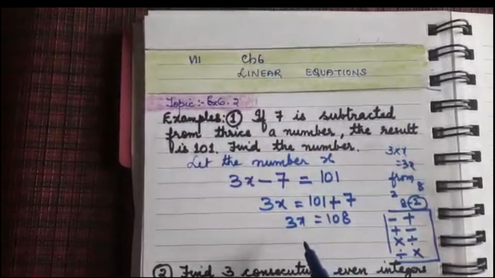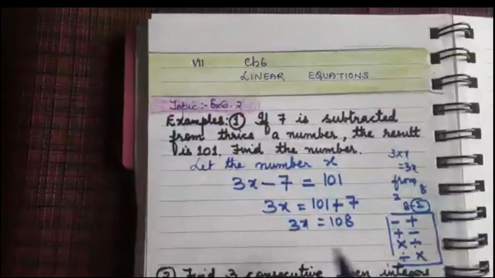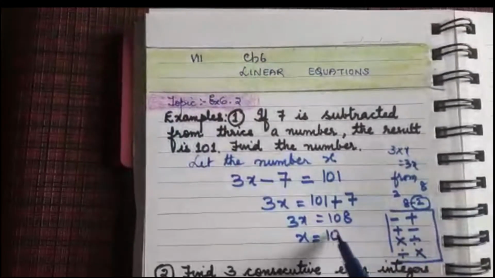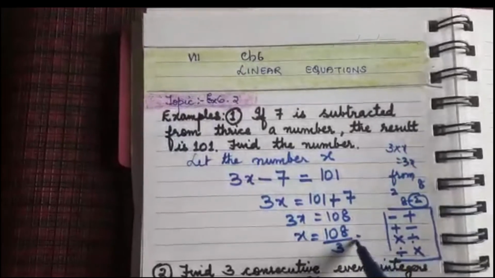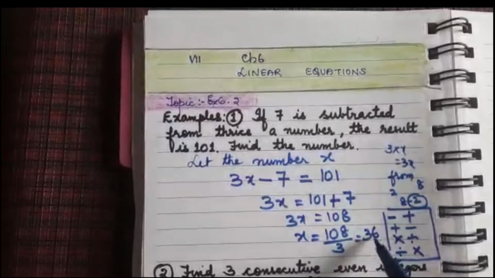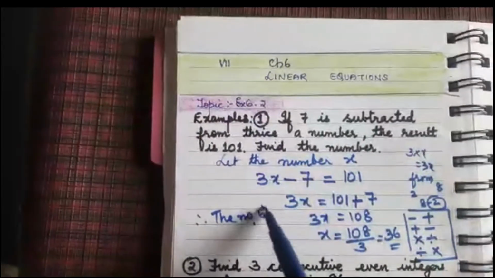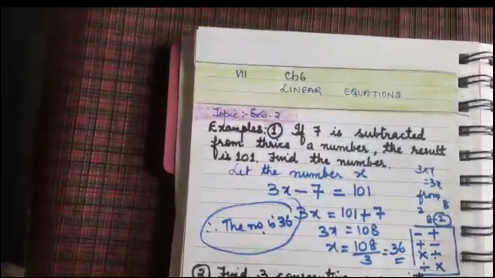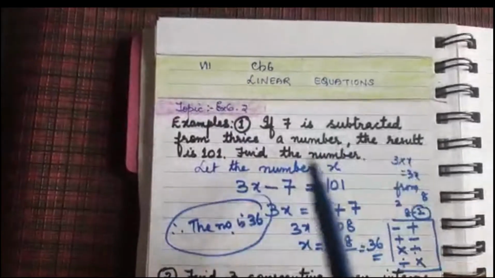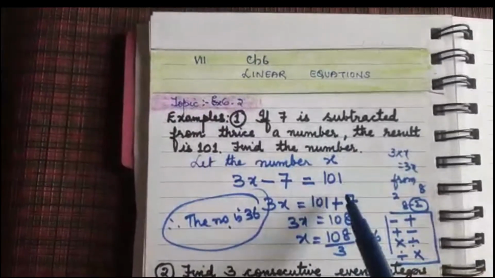3 into x, so multiplication becomes division. So here x is equal to 108 upon 3. How much is it? 3 sixes are 18, so 36. Therefore the number is 36. That is, 7 is subtracted from 3 times the number, you will get 101.